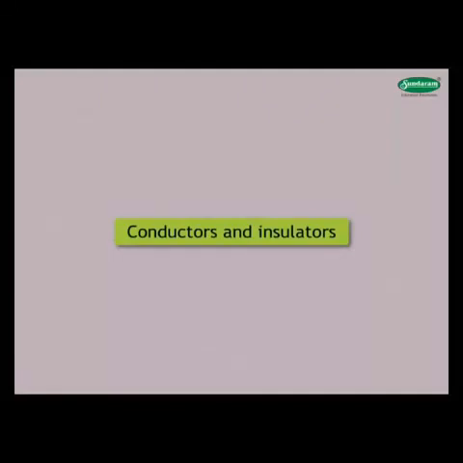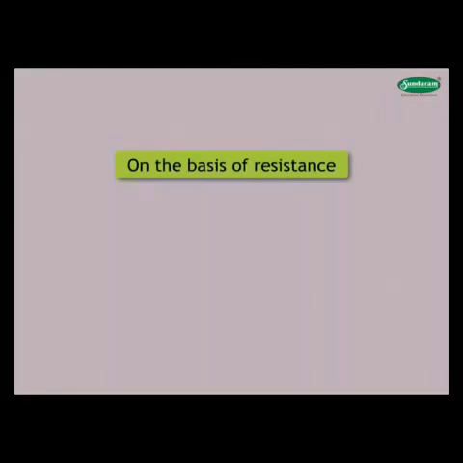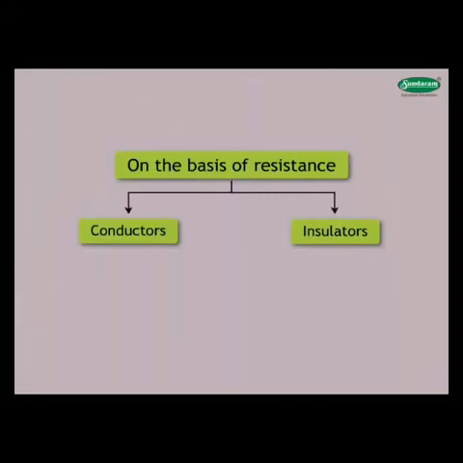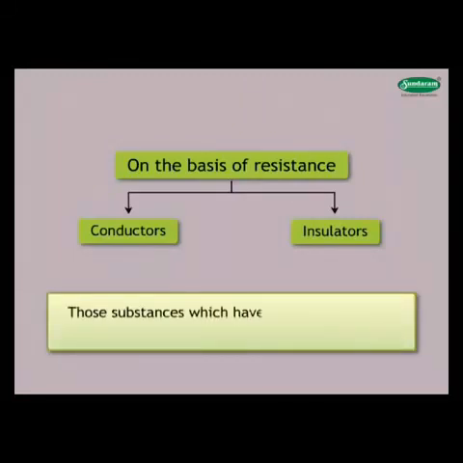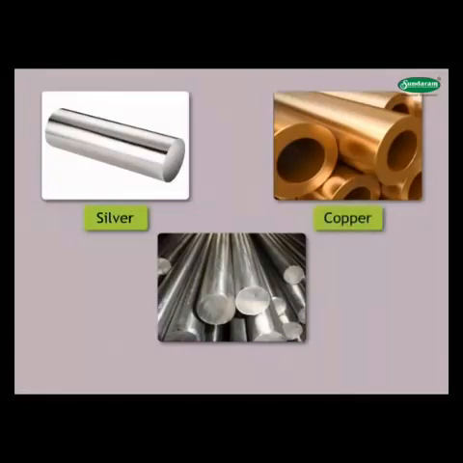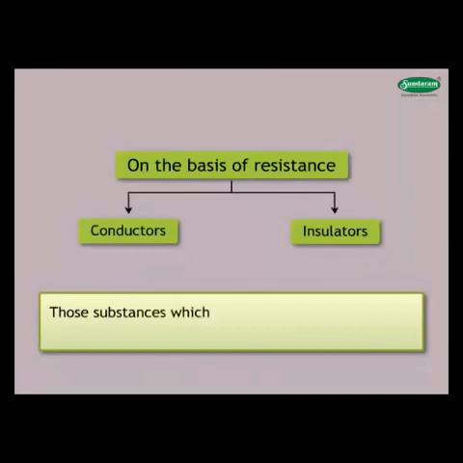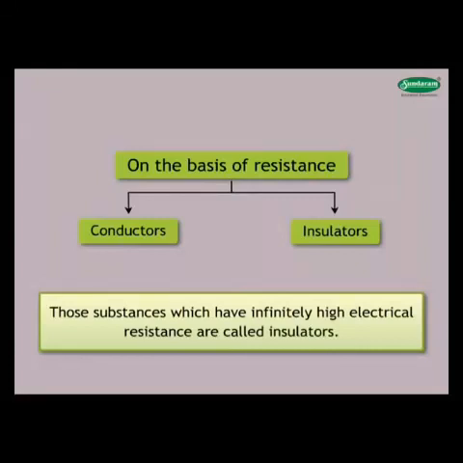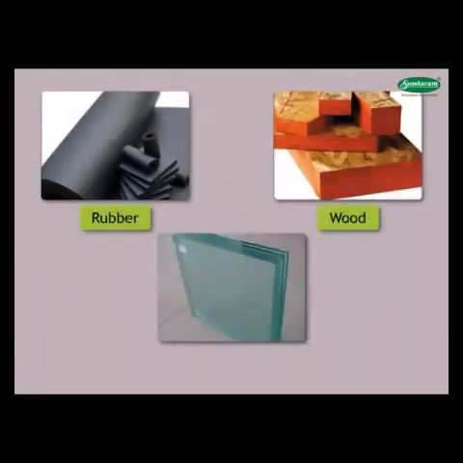Let us see what is meant by conductors and insulators. On the basis of resistance, substances are divided as conductors and insulators. Those substances which have very low electrical resistance are called conductors. For example, silver, copper, aluminium are good conductors. Those substances which have infinitely high electrical resistance are called insulators. Rubber, wood, glass are good insulators.